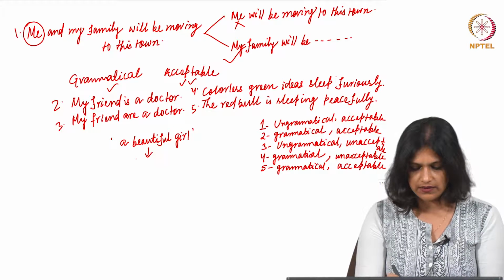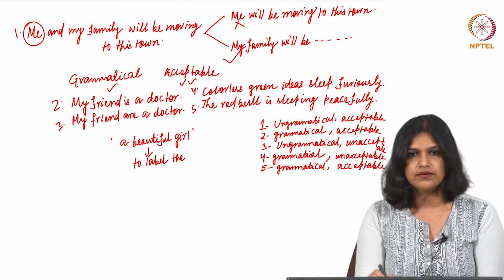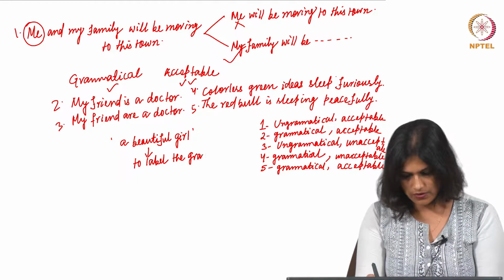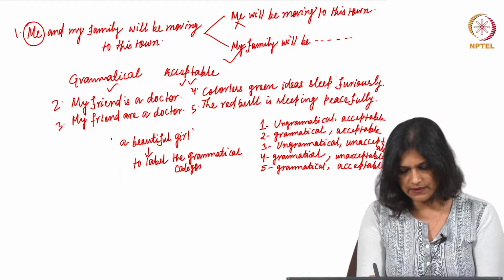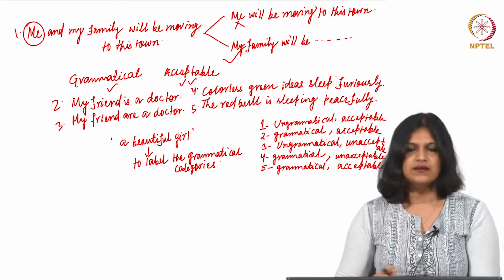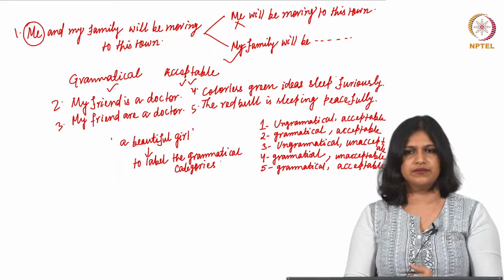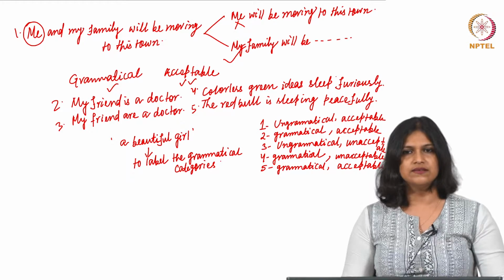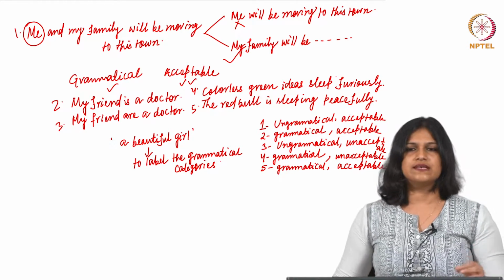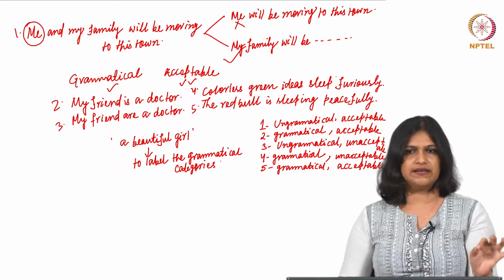So these terms like article, adjective and noun, these are used for what? To label the grammatical categories. So all these words written here are grammatical categories. A is a grammatical category, beautiful is a grammatical category, and girl is a grammatical category. So the terms like article, adjective and noun, these are the labels which are marked to certain grammatical categories.